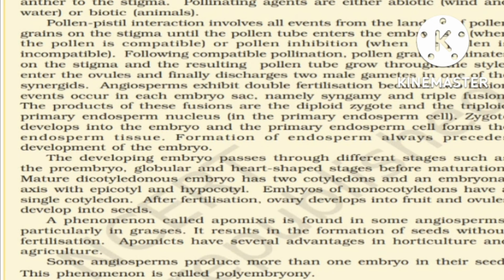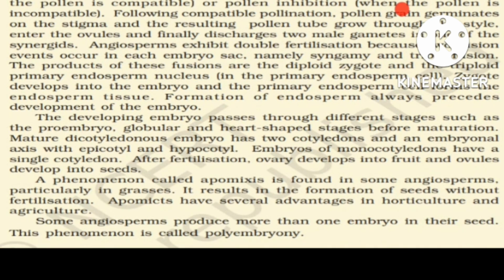After fertilization, the ovary develops into fruit and ovules develop into seeds. A phenomenon called apomixis is found in some angiosperms, particularly in grasses. It results in the formation of seeds without fertilization. Apomixis has several advantages in horticulture and agriculture. Some angiosperms produce more than one embryo in their seed. This phenomenon is called polyembryony.